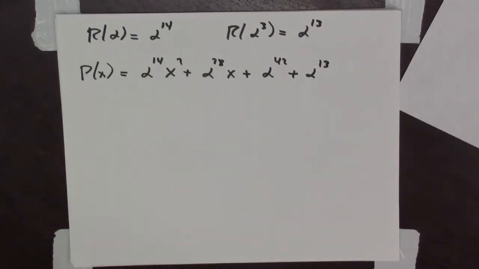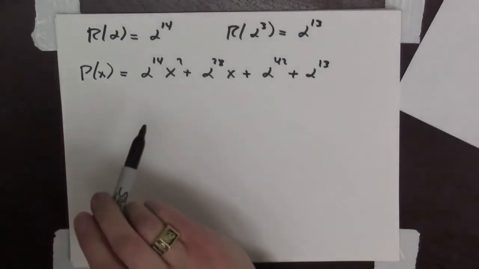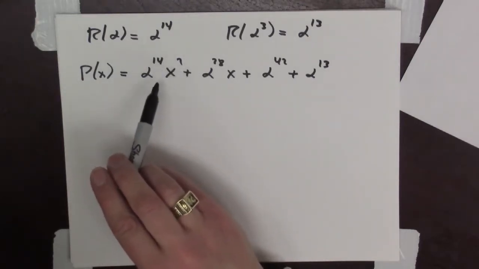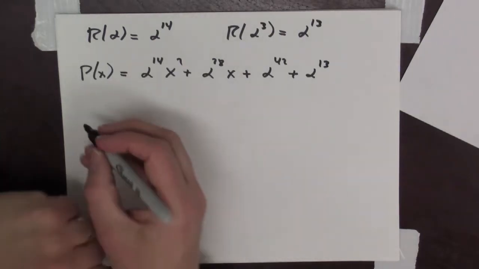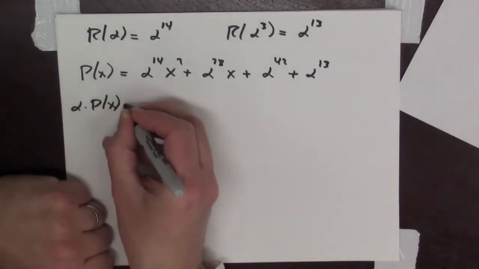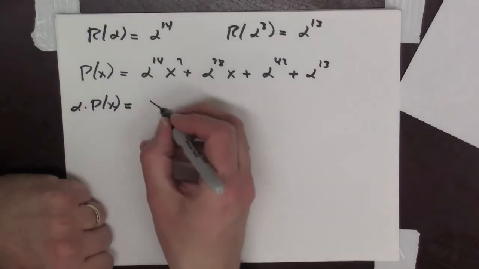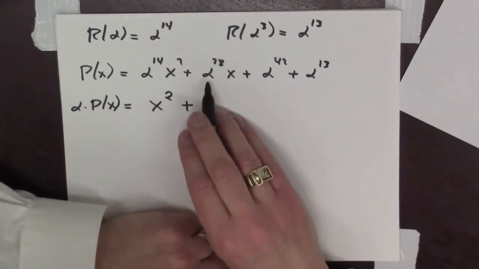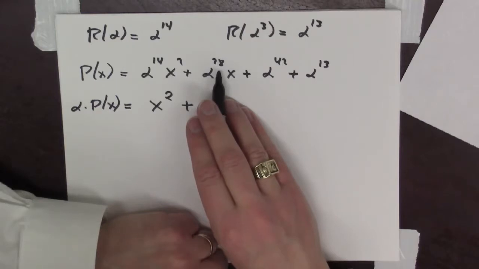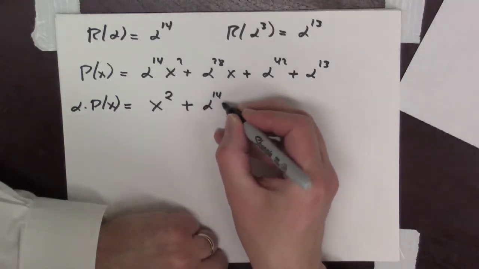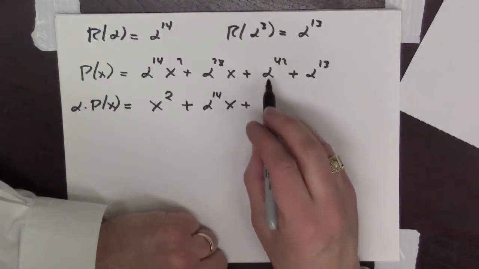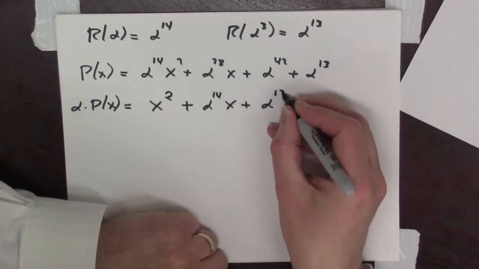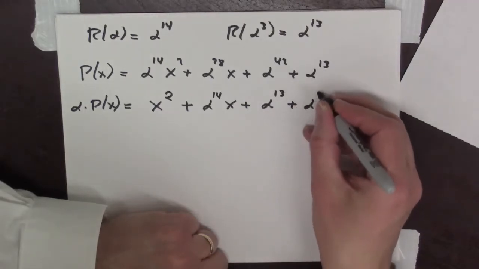Well, actually, at this point, I want to get the leading term to be a clean x squared. In order to do that, I should multiply by alpha. So let's just do that. Multiply through by alpha, so alpha P of x. This becomes x squared because alpha to the 15 is 1. Here I get alpha to the 29, 29 minus 15 is 14. So this is alpha to the 14x. This is alpha to the 43, 43 minus 30 is 13. And multiplying this one, I get alpha to the 14.